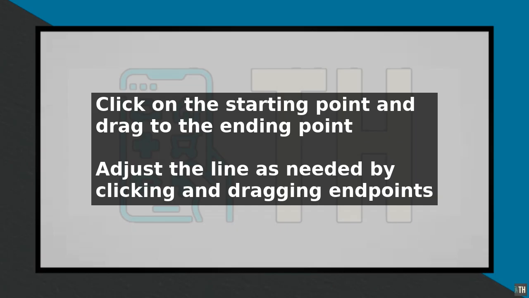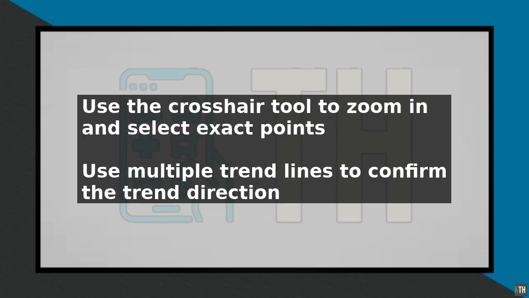To make the trend line more precise, you can use the crosshair tool to zoom in on the chart and select the exact points where you want the trend line to start and end. It is also a good idea to use multiple trend lines to confirm the trend. For example, you can draw a trend line along a series of highs and another along a series of lows.